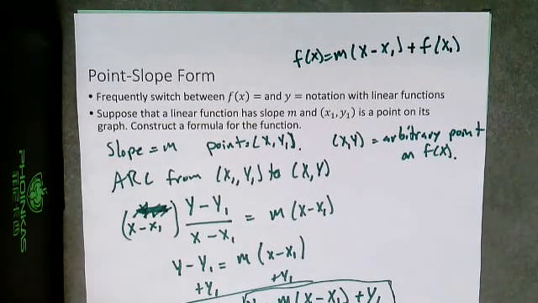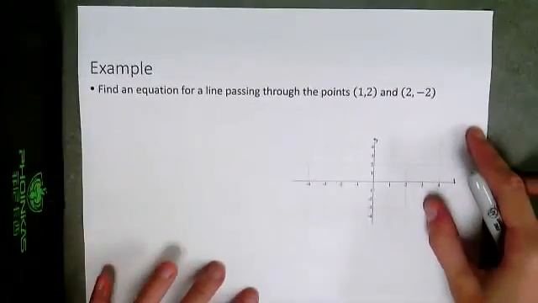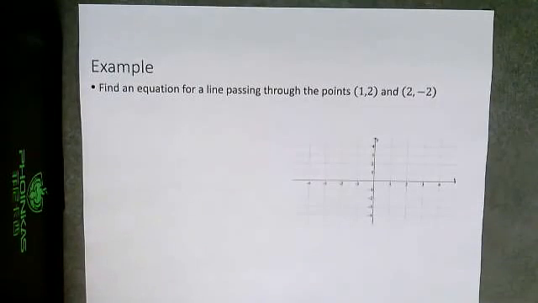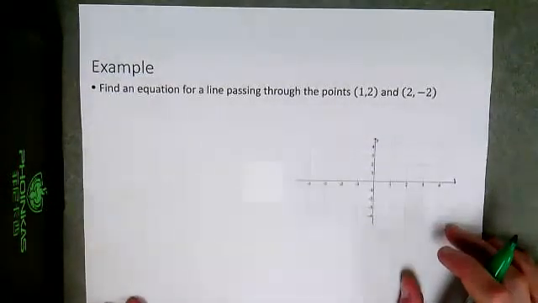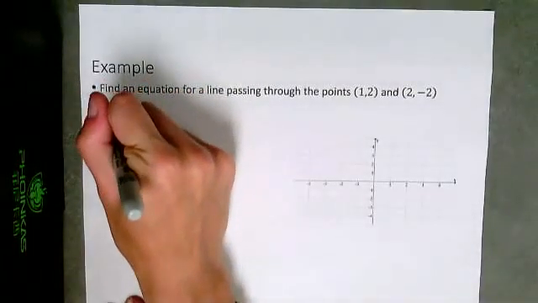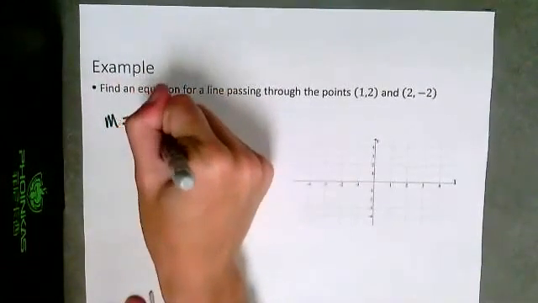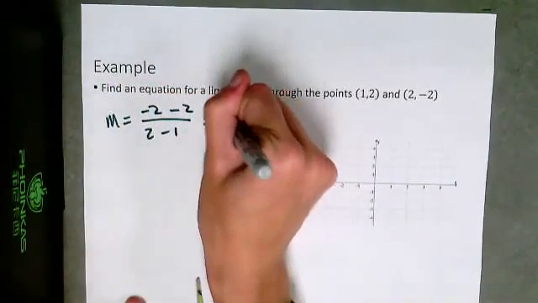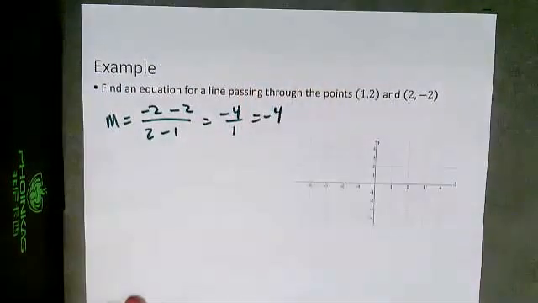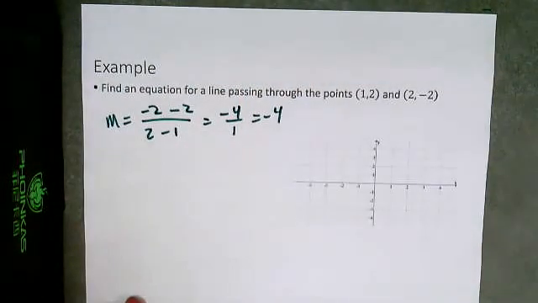So we found a formula. Let's put it to use in an example. Find the equation of a line passing through the points 1, 2, and 2, negative 2. Well, equation of a line requires a slope. So let's find the slope between these 2 points. So m is equal to negative 2 minus 2 divided by 2 minus 1, negative 4 over 1, which is negative 4. Okay, so that's our slope.